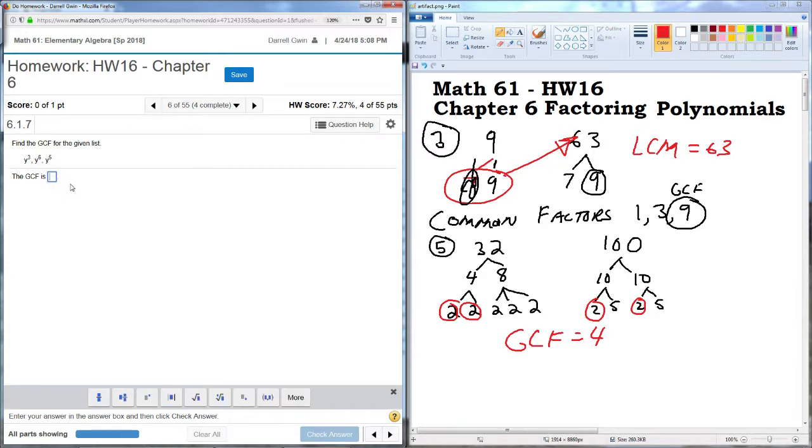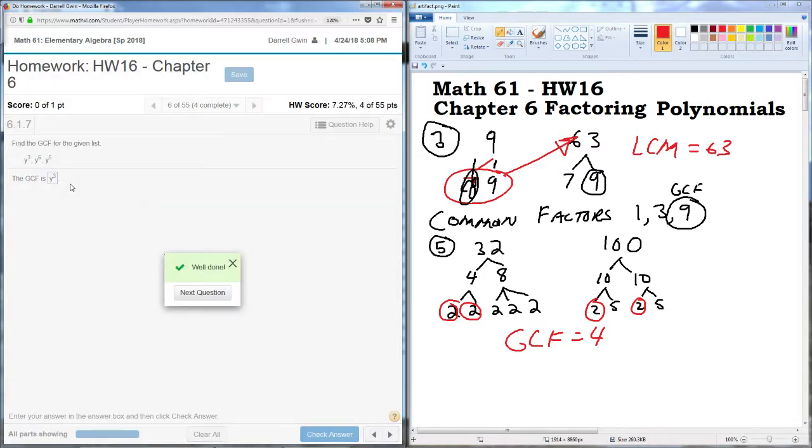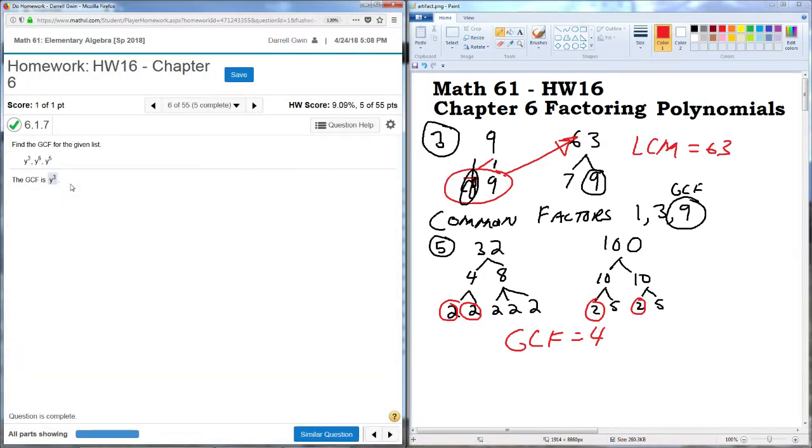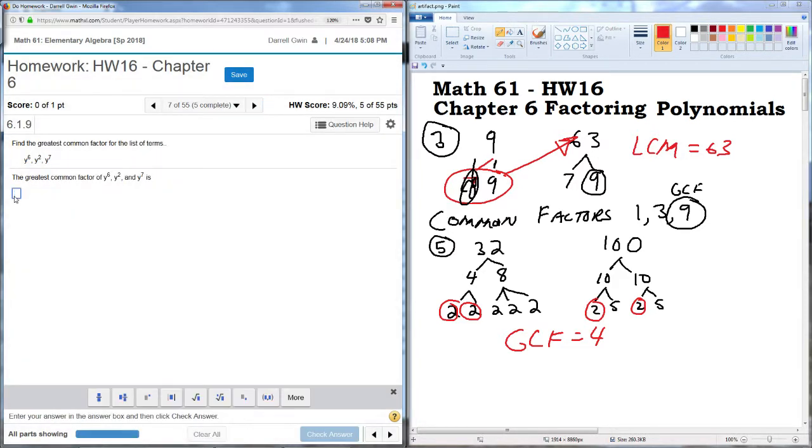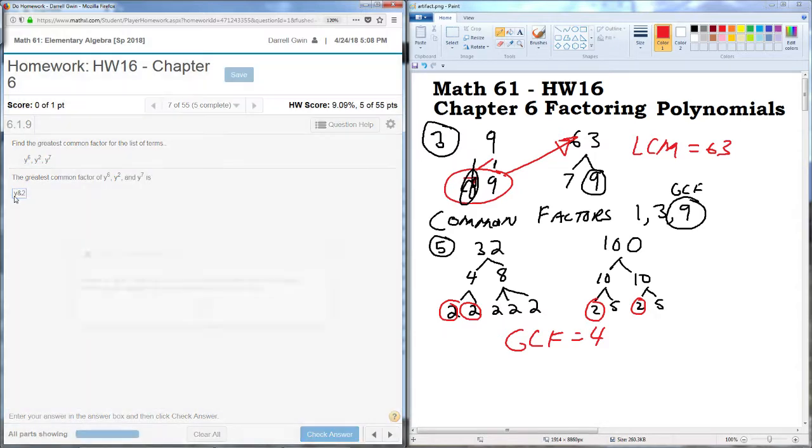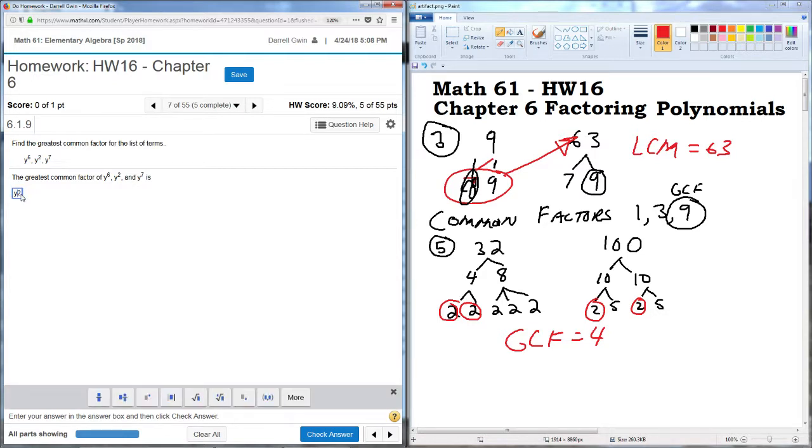All 3 have 3 y's. So y to the 3 is the GCF. I hate how it doesn't target the next button. Y to the 2. Oops. Wrong button. I think I pressed the shift too lightly. It's supposed to be shift 6. That's what happened. I did shift 7 by accident.